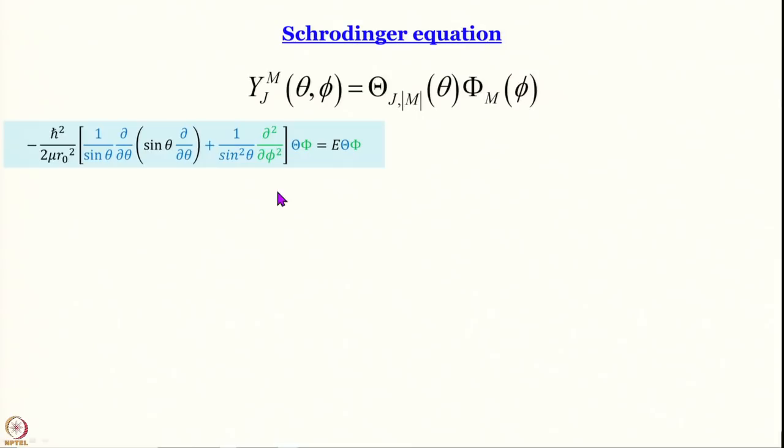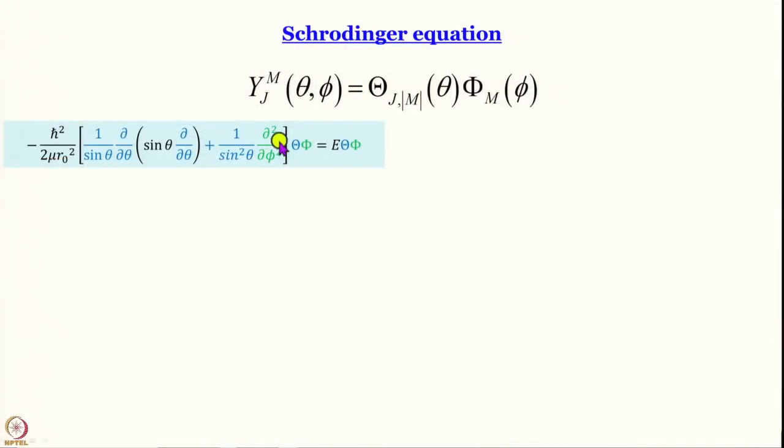In fact, it makes perfect sense to write d2 phi d phi 2, right? Because there is no theta anymore. Capital phi is exclusively a function of small phi. So, there is no point of writing delta anymore. I have continued with delta in the subsequent discussion, but I hope you understand that delta is not even required, d is fine. So, the second term will be capital theta by sin square theta multiplied by d2 capital phi d small phi 2.